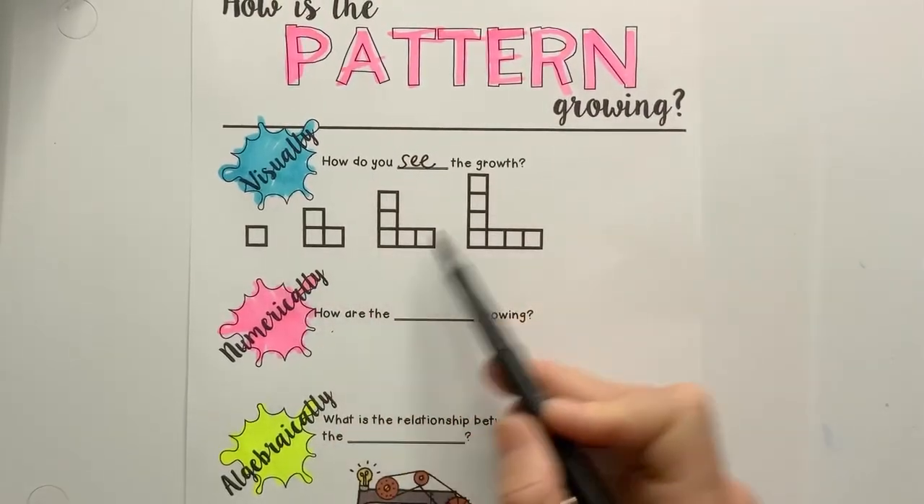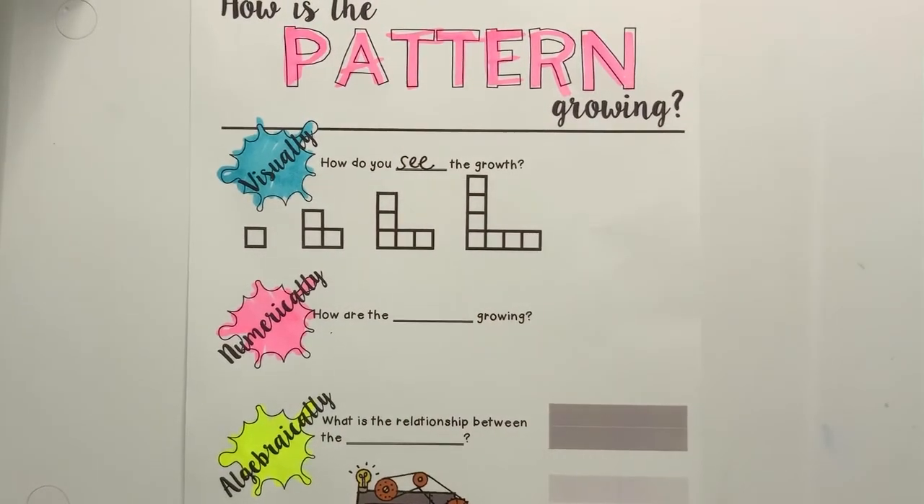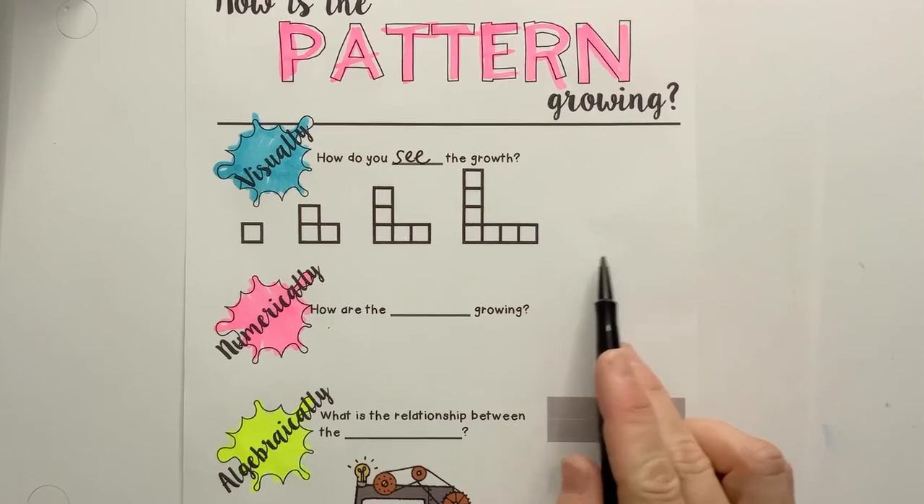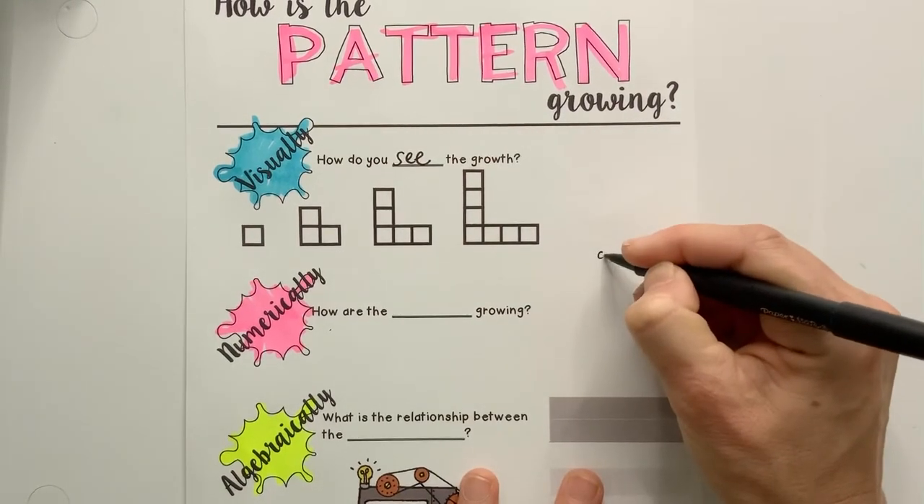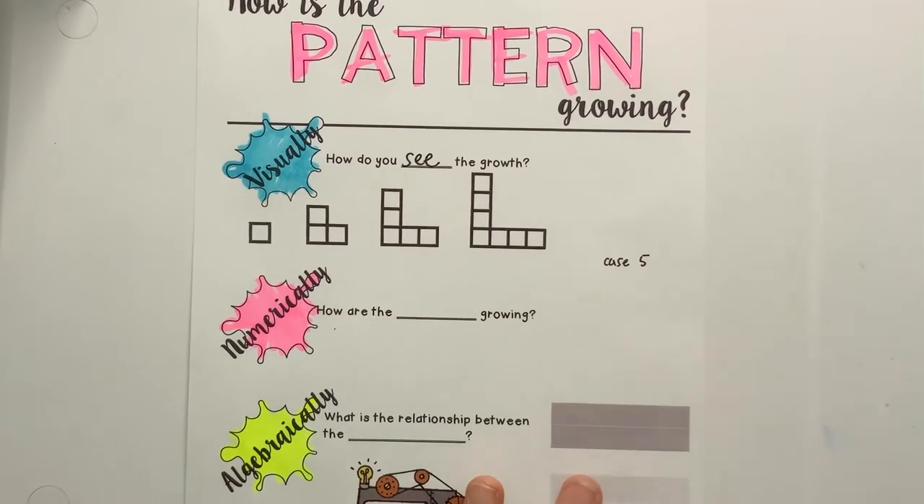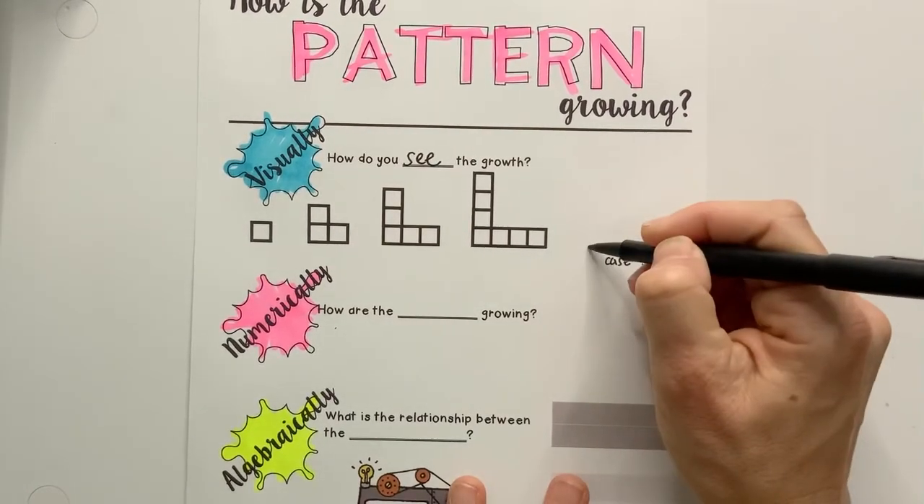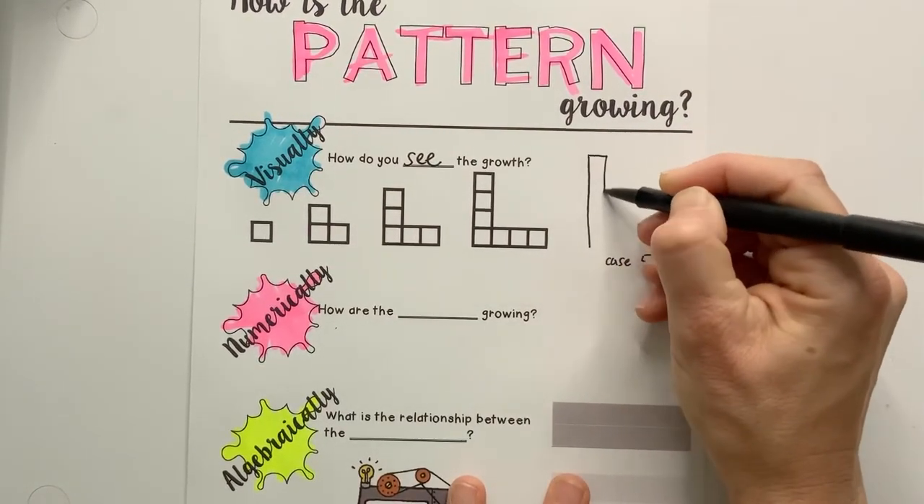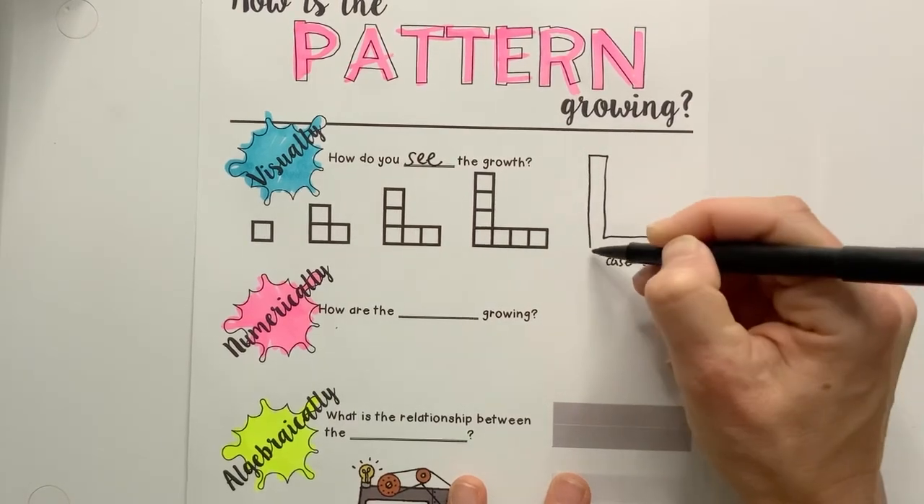All right, so let's get back to how we see it growing. So hopefully you have now something here, and you then can draw or write what the next one might look like based on how you observe or see the growth. So go ahead and add case number 5 to yours. What is the next shape going to look like?